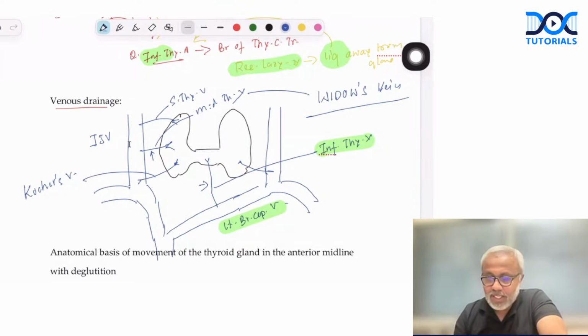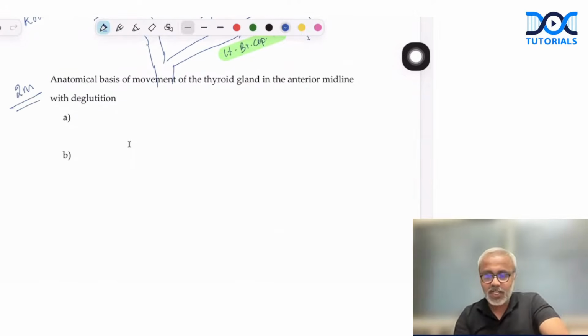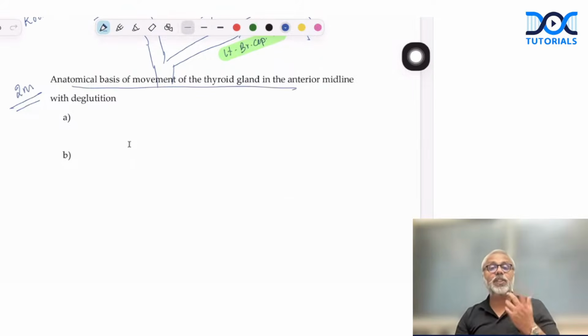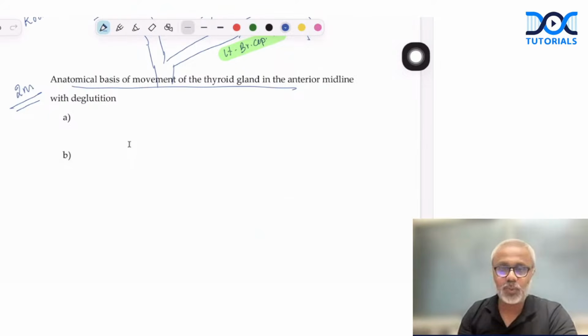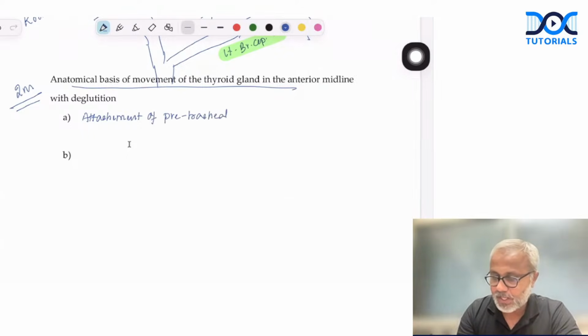Done? Right. The last question was for 2 marks, which asked the anatomical basis behind movement of the thyroid with deglutition. So every time we swallow, the thyroid gland moves up with deglutition. Now, what is the reason or anatomical basis for this? Remember, there are 2 reasons. One is the attachment of pretracheal fascia, right? Most students again fail to explain this. Attachment of pretracheal fascia. How?